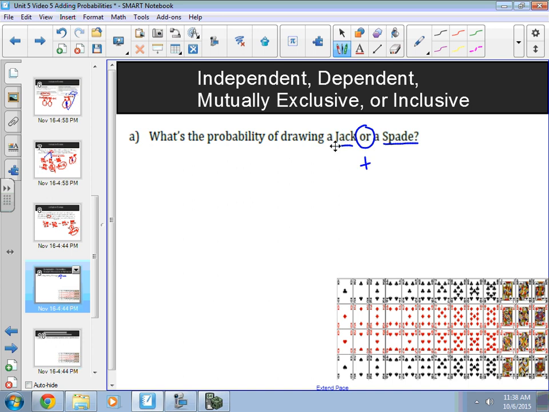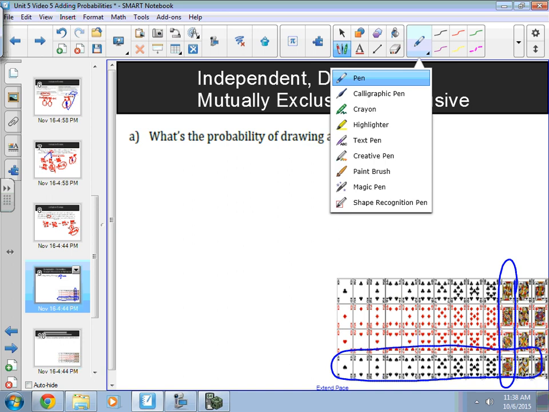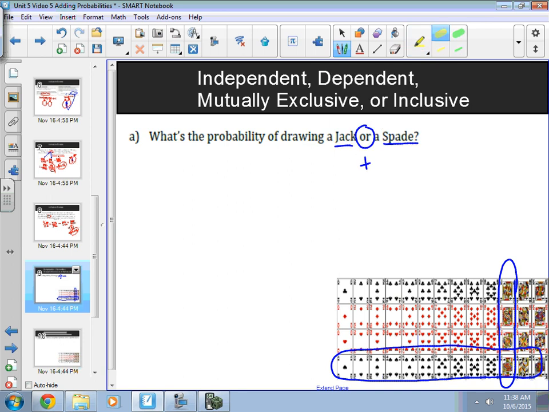So what we've got to figure out is whether this is going to be mutually exclusive or inclusive. Do these cards have anything to do with each other? Well, here are our jacks right here. All these cards are our spades right here. Is there any overlap in the two groups? Yes, you can see here there is one card, the jack of spades, that is both.